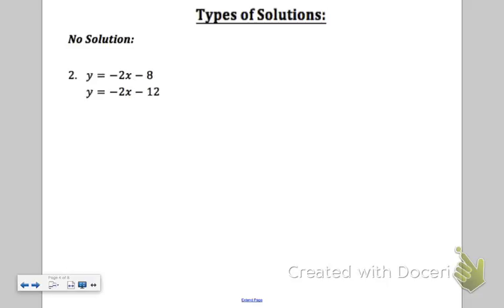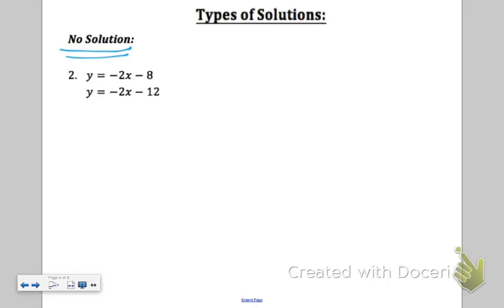Let's take a look at what happens when our system has no solution. Remember, in order for there to be no solution on our graph, we would have parallel lines. So the lines that we graph would never intersect. Parallel lines contain the same slope, but different y-intercepts. So just by looking at these two equations, we can tell that they're never going to intersect.